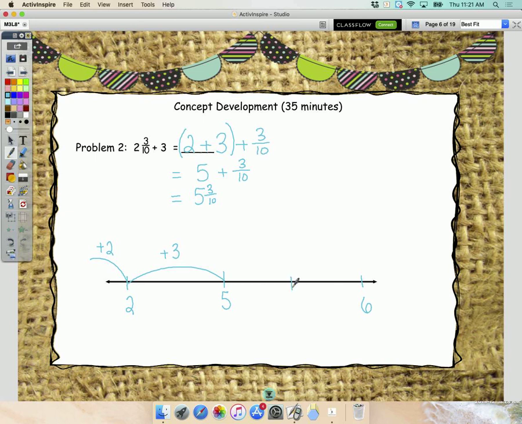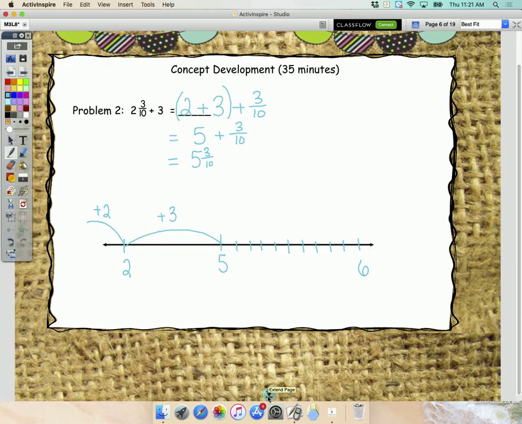So I'm going to need 9 tick marks. The easiest way is to divide it in half and do 5 and 5. Or 4 tick marks on each side of the half. Okay, so now all I have to do is 1, 2, 3 plus 3/10. And the answer is 5 and 3/10.